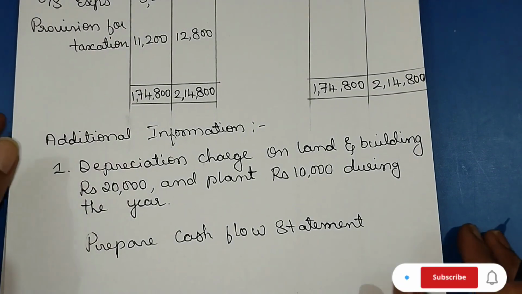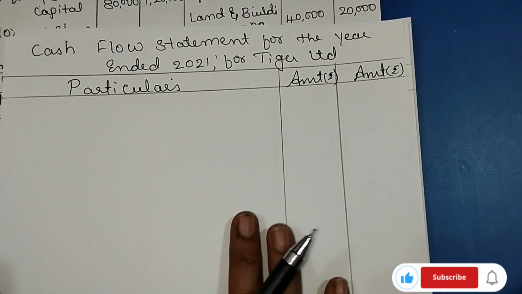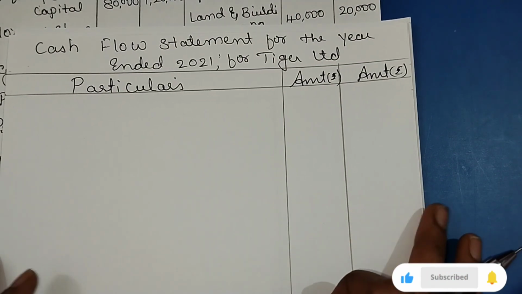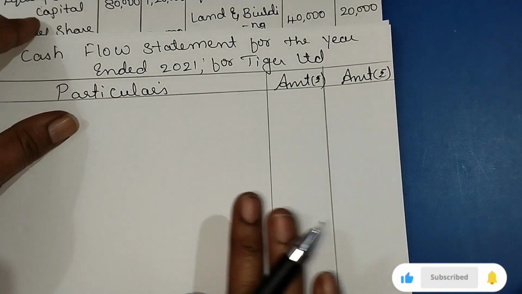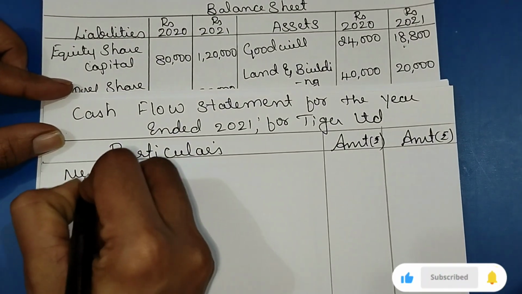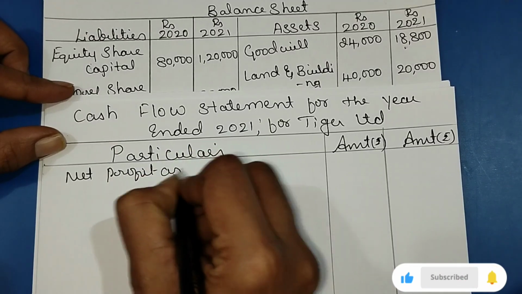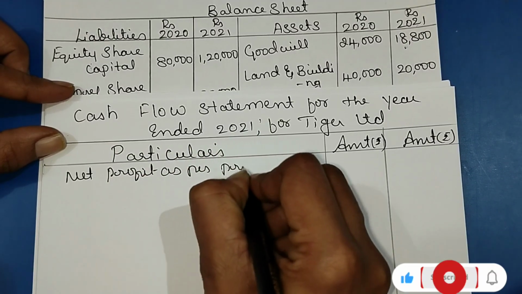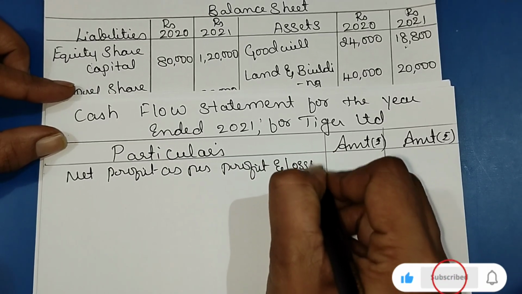So let us prepare the cash flow statement. To prepare the cash flow statement, we need net profit for the current year. Here we are preparing cash flow as per AS 3, Accounting Standard 3 revised, indirect method. Under indirect method, first we are taking net profit as per profit and loss account.